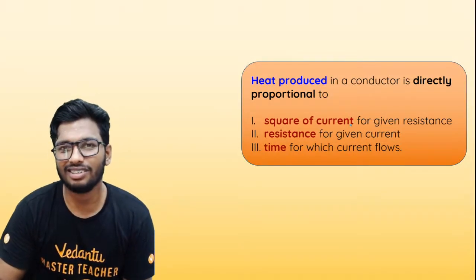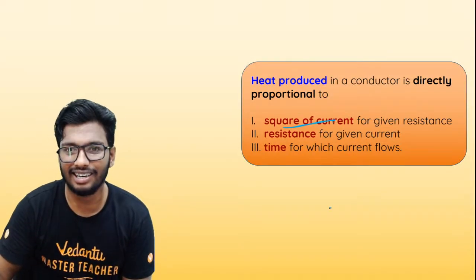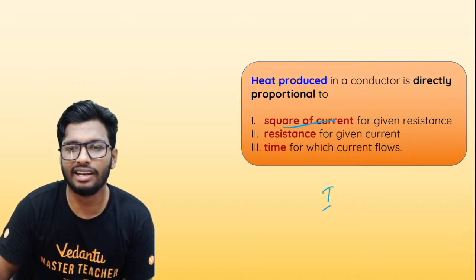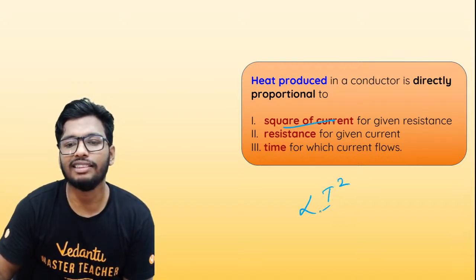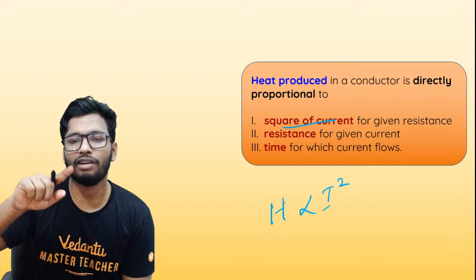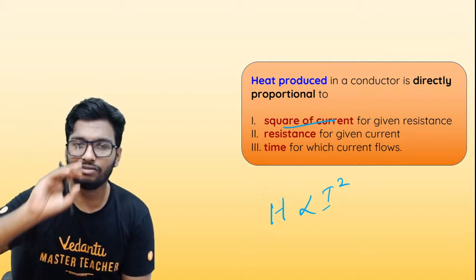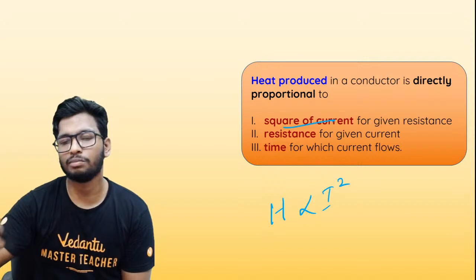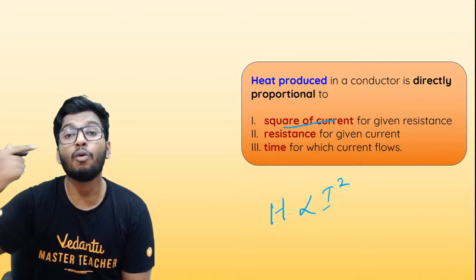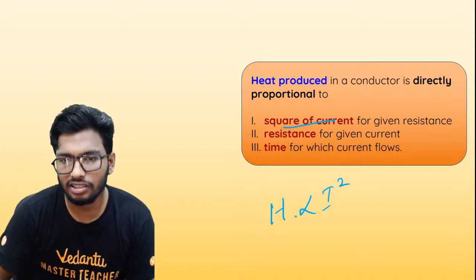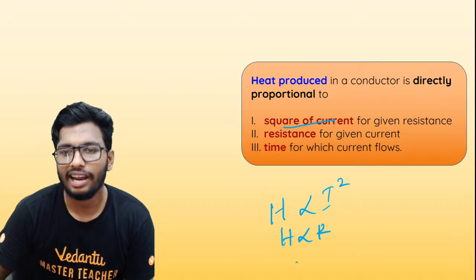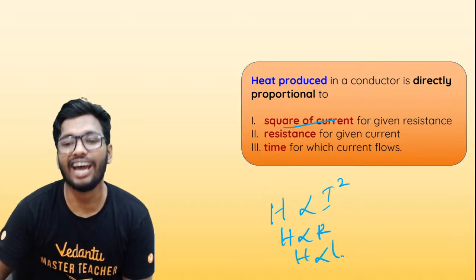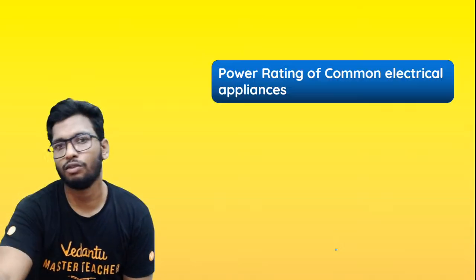So heat produced by a circuit is proportional to the square of the current. That is, if the current increases by a factor of 2, then the heat energy produced would increase by a factor of 4. Or I can say that if the heat energy increased by a factor of 4, then the current has increased by a factor of 2. That is, it's the square of the current. And it is directly proportional to the resistance. It is also directly proportional to the time for which the current flows through the circuit.